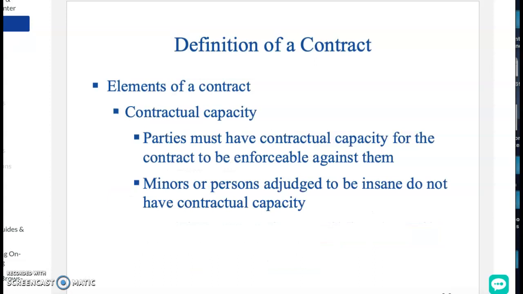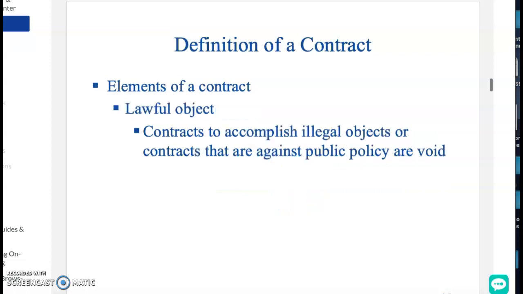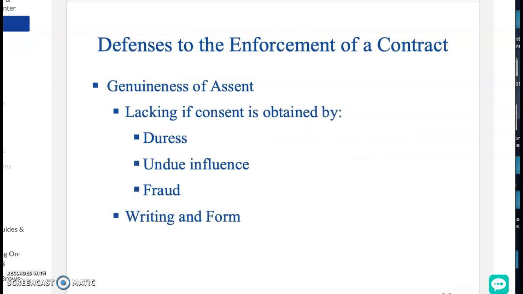And then contractual capacity. Parties must have the ability to enter into a contract to make it legally enforceable. Minors or persons adjudicated to be insane do not have that capacity. For the lawful object, anything can be entered into for a contract as long as it's not illegal or against public policy. So you can't enter into a contract to sell your children. It's illegal and against public policy. You can't sue someone for not following up on a drug transfer. Obviously, it has to be lawful. There must not be any duress, undue influence, or fraud, and it must be in writing if the contract is over a year in duration or over a certain amount of money, and we'll get to that in just a second.